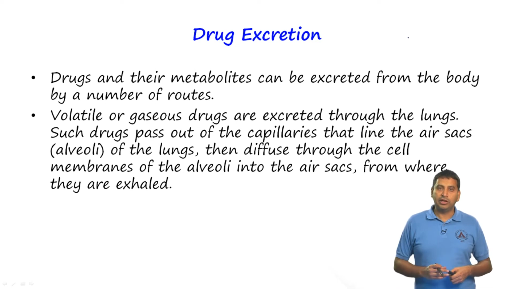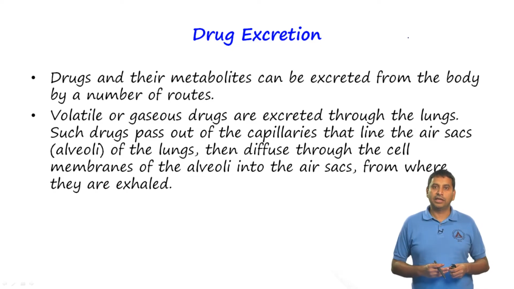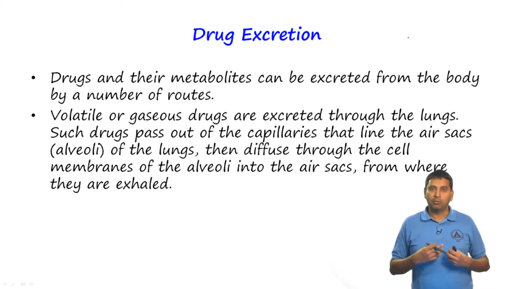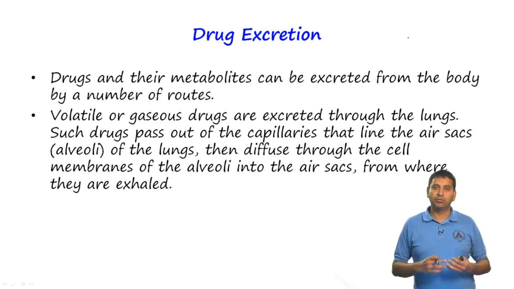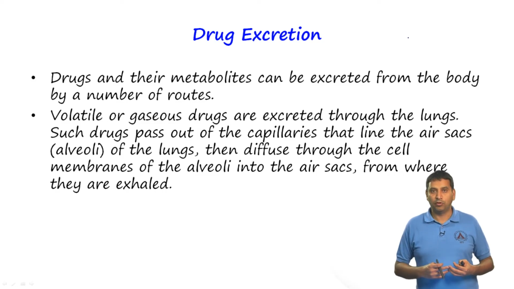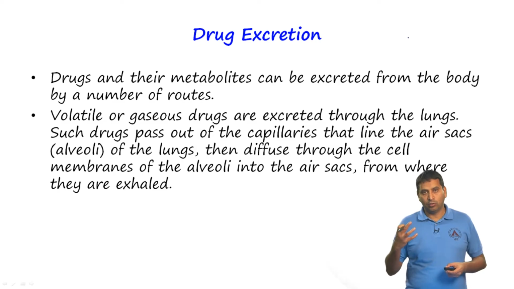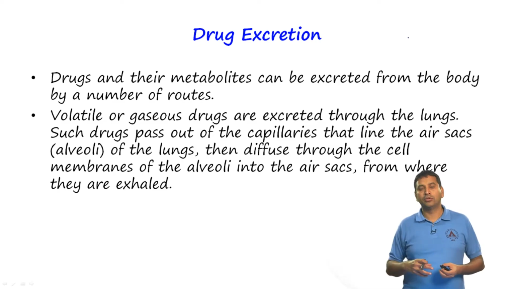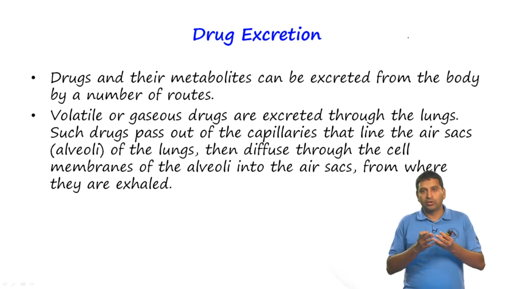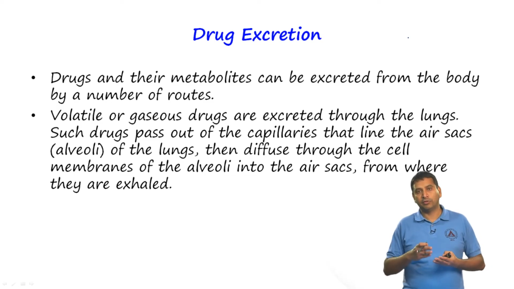Now, coming to excretion, we have already looked extensively at how a number of processes convert the drug into a more soluble form, and one of the effects of increasing the solubility is to be able to get rid of it, right. So, there are a number of routes through which the drug and its metabolites are excreted. For example, when you have a volatile or gaseous drug getting into the system through the lung, these go out of the capillaries that line the air sacs, which are called alveoli, and then diffuse through the cell membranes into the air sacs from which they are exhaled.